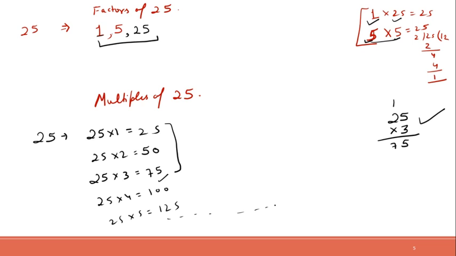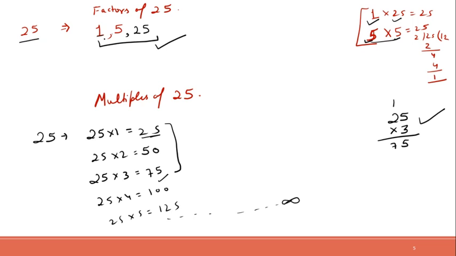I can write it till infinity. That means there is no limit. I can write as many multiples as I want. That means if I multiply 25 with any number, then the outcome will be a multiple of 25. Now, have you got the difference?